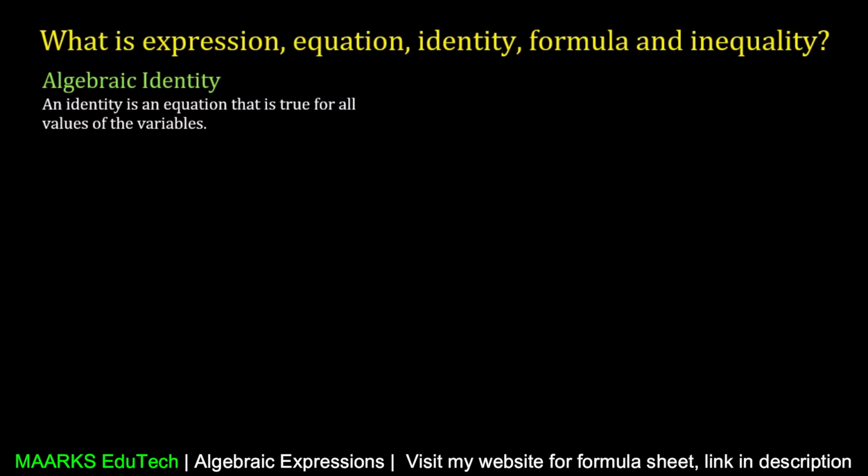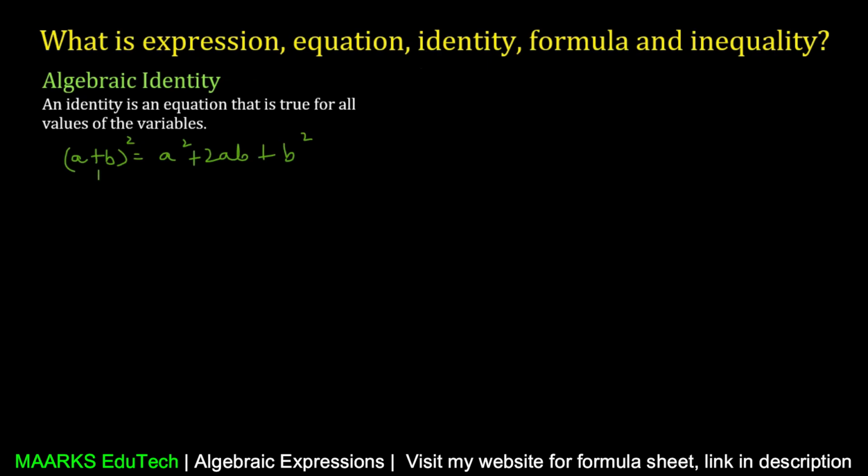Now algebraic identity. An identity is an equation that is true for all values of variables. It is unlike an equation which is true for only a specific value. So I'll show you how. If I write an identity, a plus b whole square is equal to a square plus 2ab plus b square. So this is an example of identity. Now you can see here that if I put any value in this left side, it will always be equal to this right side because both sides are equal. I'll show you how they are equal.